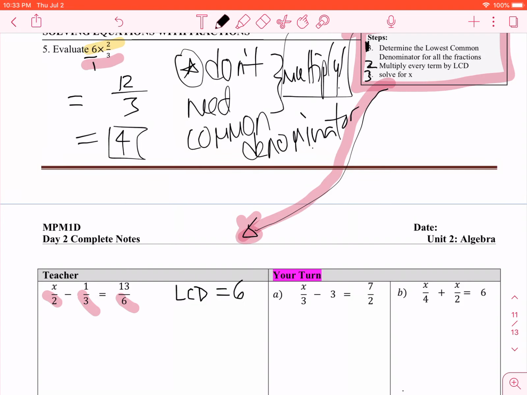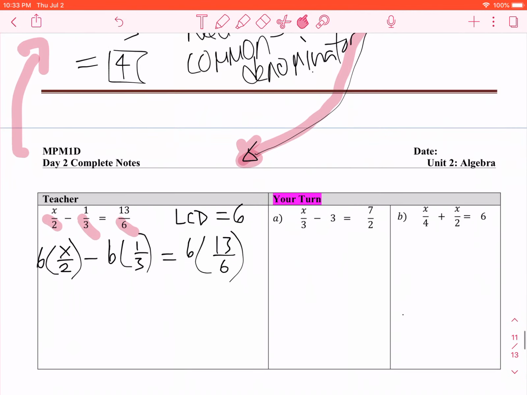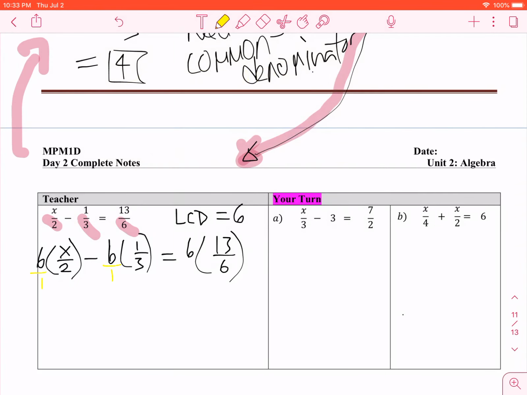Okay, so what we're going to do is we're going to multiply our LCD to each term. Okay, so we're going to do 6 open bracket x over 2 minus 6 open bracket 1 over 3 equals 6 open bracket 13 over 6, which pretty much has some similarities to what we did in the above example. Okay, so remember, all of these are just over 1.